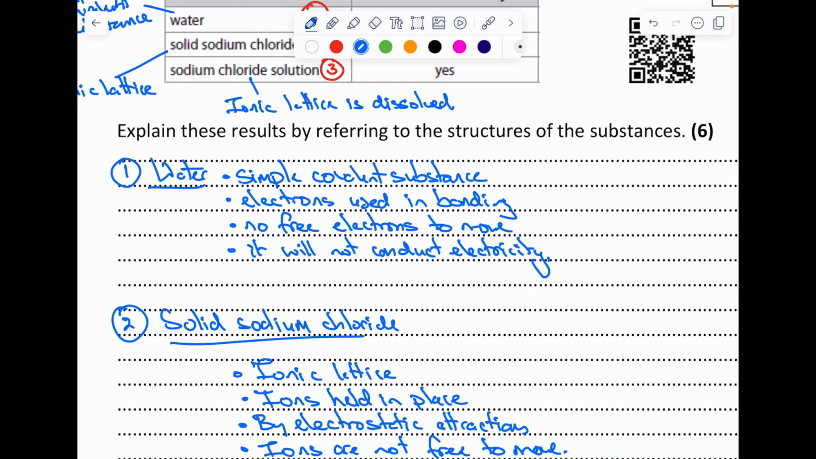Okay, answers to this question. So again, 1 mark for each bullet point you've included. So I've done it in stages as I described in the introduction. So the first one is water. And when you say that water is a simple covalent substance, this means the electrons are used in the covalent bonds, and there are no free electrons that are able to move. And this means it will not conduct electricity. So there's 4 points to include for water.